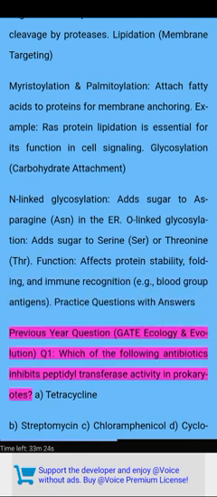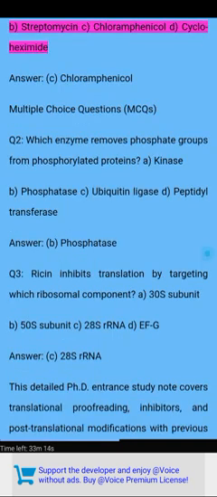Practice questions with answers. Previous year question, GATE Ecology and Evolution. Q1. Which of the following antibiotics inhibits peptidyltransferase activity in prokaryotes? A. Tetracycline. B. Streptomycin. C. Chloramphenicol. D. Cycloheximide. Answer: C.